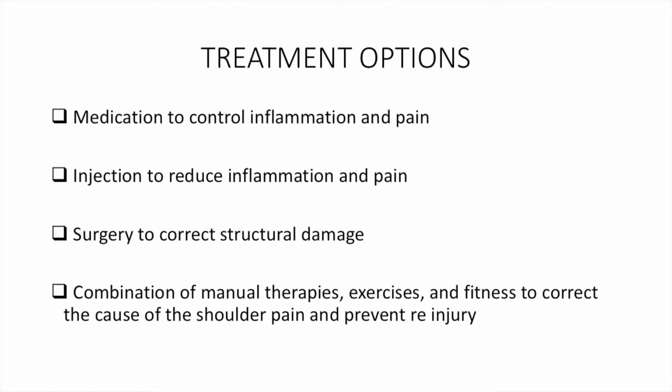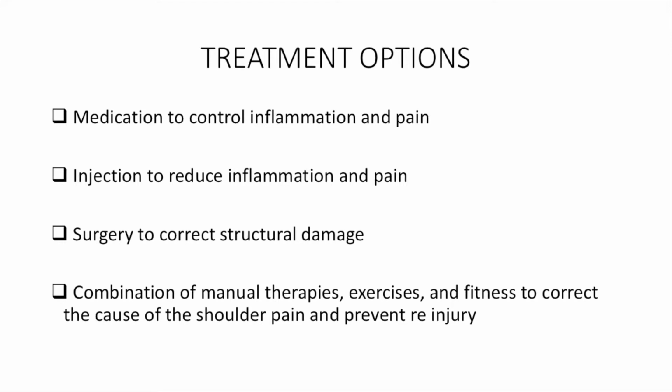So what are your treatment options? You go to the doctor, you say, I have shoulder pain. What are they going to do? Typically, you're going to get some sort of medication to control inflammation and pain. They may do an x-ray to make sure that there's nothing structurally wrong, no fractures, no breaks, and that'll be able to show the degree of arthritis you have in the joint as well. They may also give you an injection. If you're really inflamed and tight, they'll give you a cortisone injection to help reduce inflammation and pain as well.